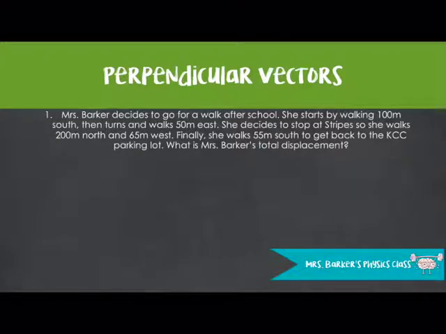This is going to be an example of a problem with perpendicular vectors. So our problem says, Miss Barker decides to go for a walk after school. She starts by walking 100 meters south, then turns and walks 50 meters east.